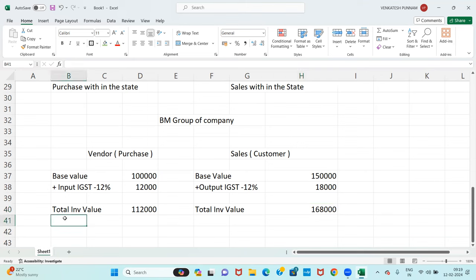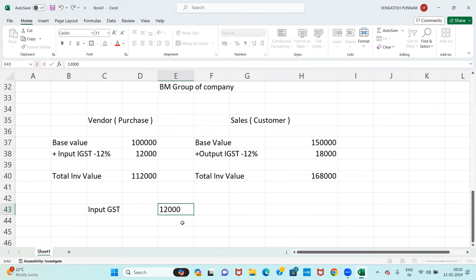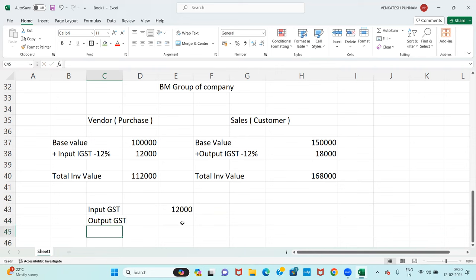So what do you people understand here? We paid the vendor 1,12,000 including tax. We are collecting from the customer 1,68,000 including tax. At the end of the month, how much input GST did we pay to the vendor? 12,000. In real time, they calculate all the invoices; I'm telling one invoice as an example. So how much tax did we collect from the customer? 18,000. So how much is the difference? 18,000 minus 12,000. How much is the difference?